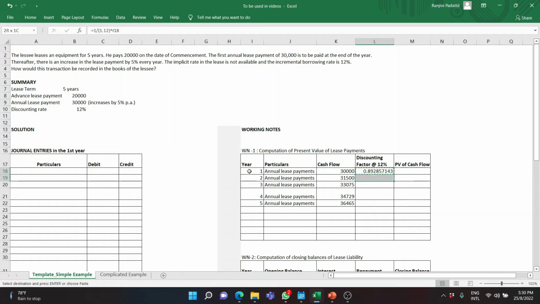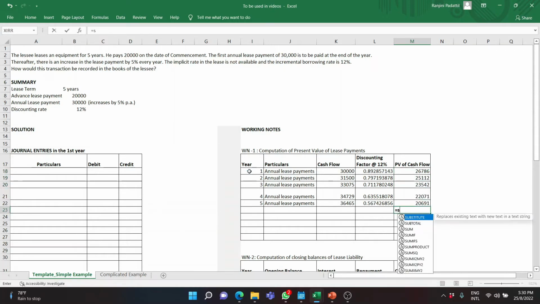Now this I copy across, and then this is how we get the present value. A sum total of this gives me my lease liability. So once I calculate my lease liability, I calculate the ROU asset value.